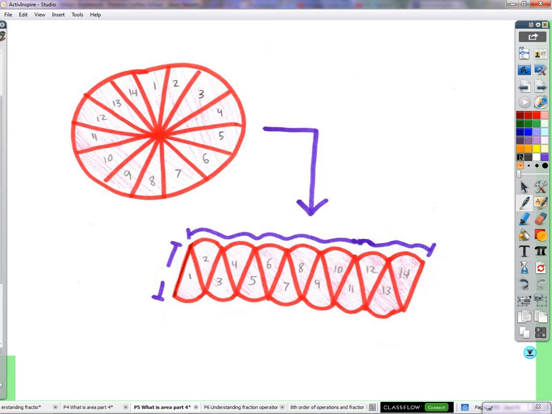Here's a circle. We cut this piece out. If I took a ruler and measured from here to there, it would measure the same as what part of the circle? Half. The radius. Radius is what I'm trying to get at.